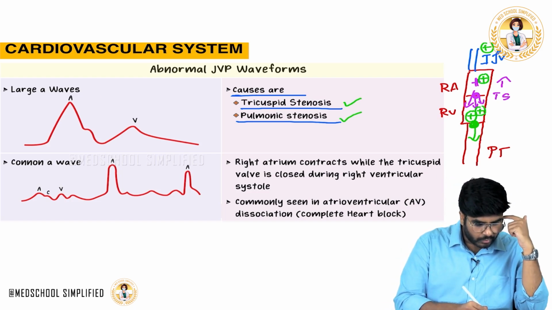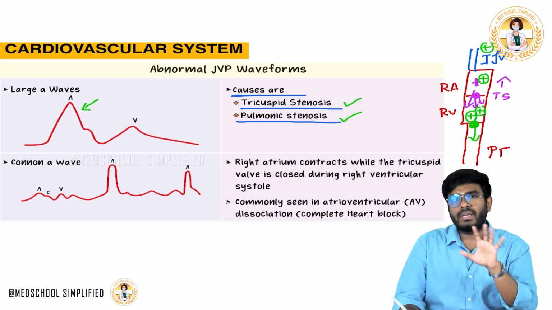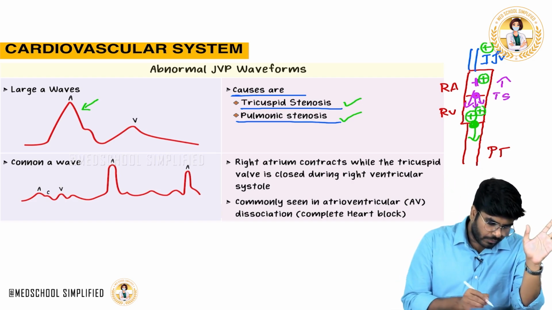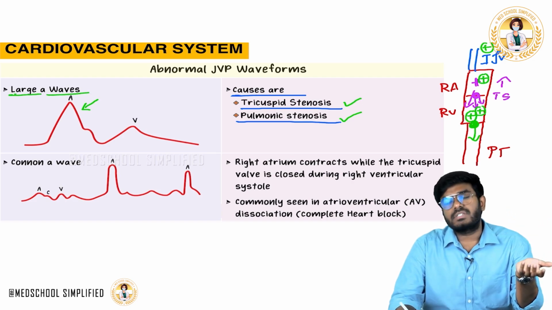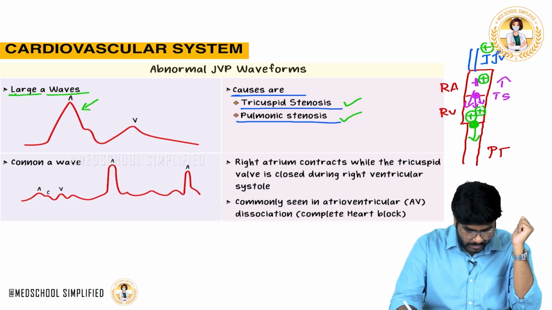See, no one is going to give you the graphs and ask you. Simply they will ask in your exam, large A waves are seen in which condition? Large A waves are seen in tricuspid as well as pulmonic stenosis.